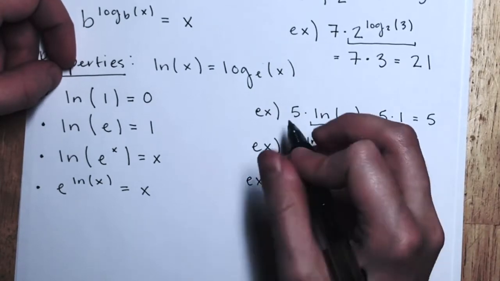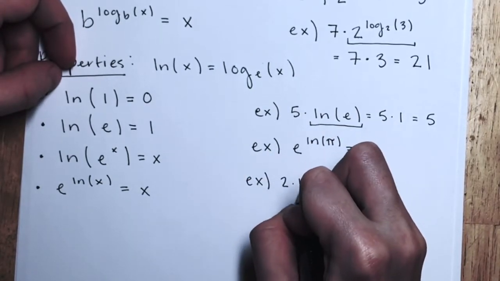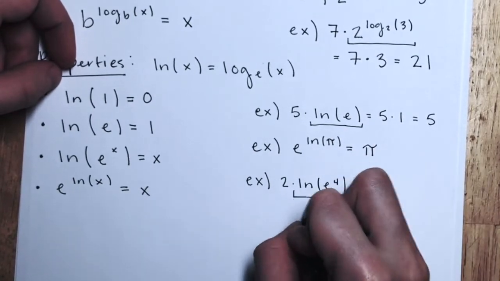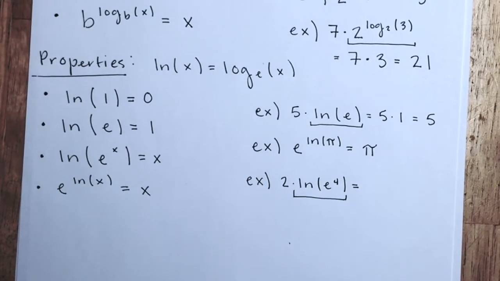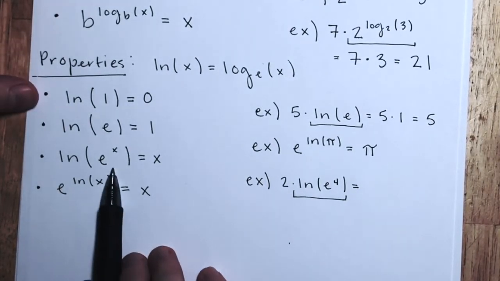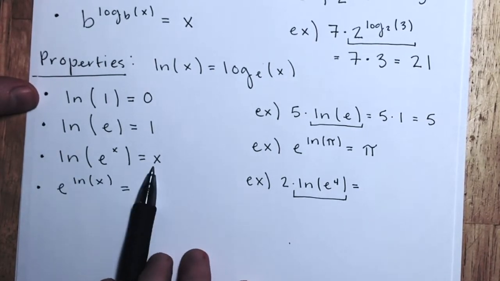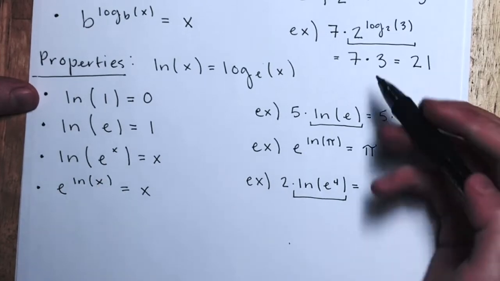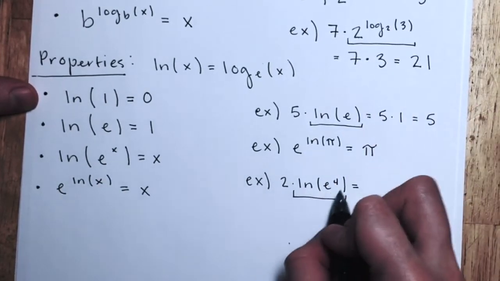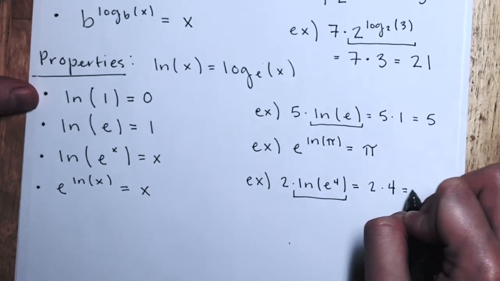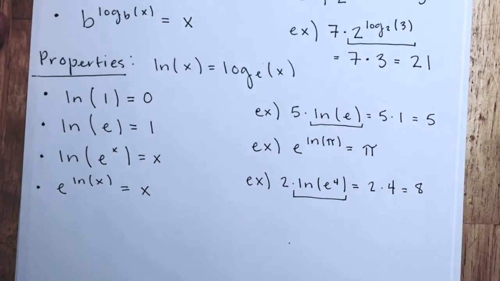Last one. Let's say we've got 2 times ln of e to the 4th. What is ln of e to the 4th? Well, we can look at our third rule here. Ln of e to the something is equal to whatever it's raised to. So this guy is equal to 4. So we've got 2, got to bring the 2 along for the ride, times 4, and the whole thing together is equal to 8.